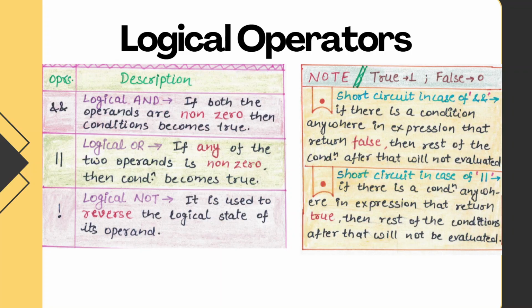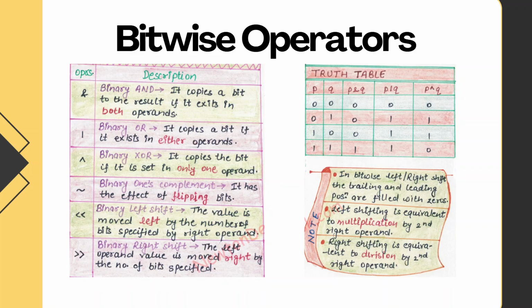Short circuit in case of AND. If there is a condition anywhere in the expression that returns false, the rest of the conditions after that will not be evaluated. Short circuit in case of OR. If there is a condition anywhere in the expression that returns true, the rest of the conditions after that will not be evaluated.